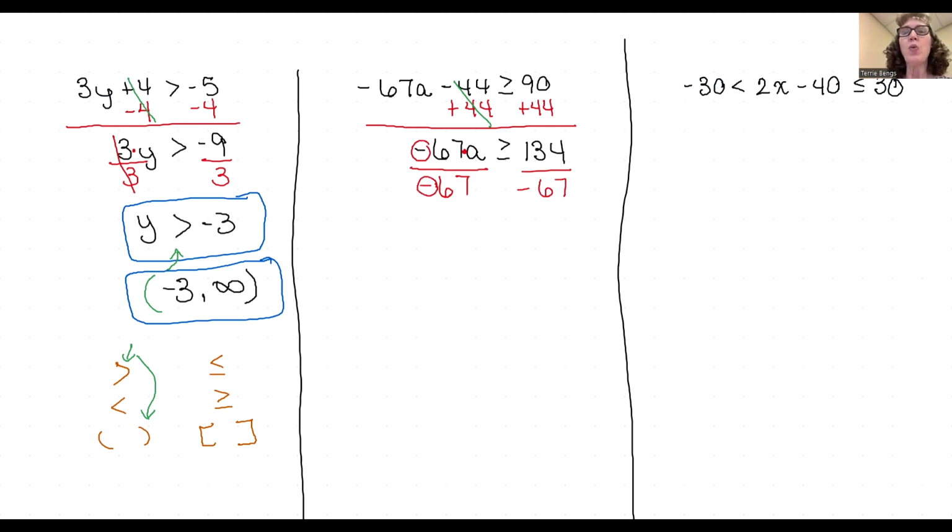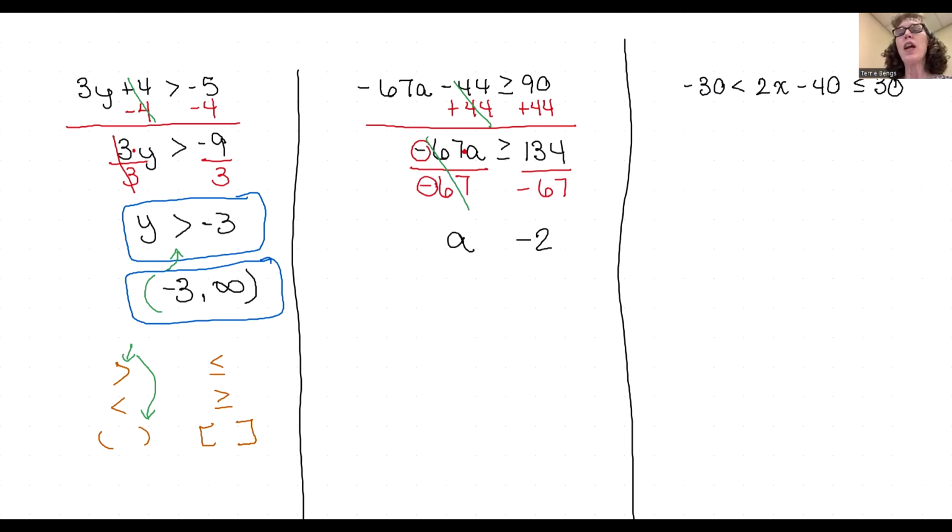All right, so when we divide that out, this would actually cancel out those negative 67s, and we're going to be left with just a. And 134 divided by a negative 67 is a negative 2. Now, if you'll notice, I didn't write my sign down yet in between it, right? I didn't write down my inequality sign.